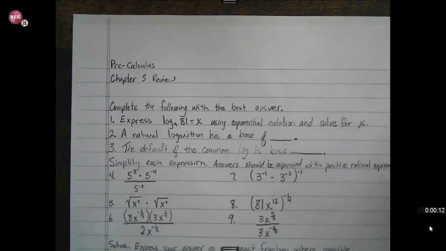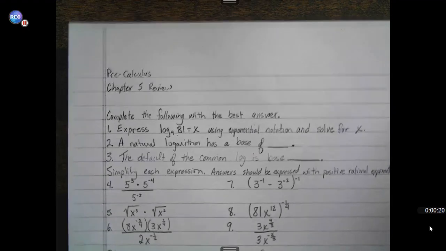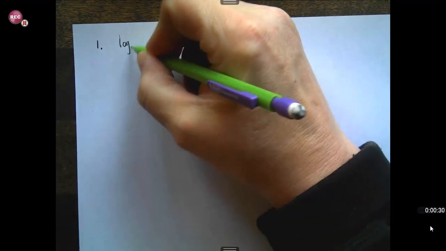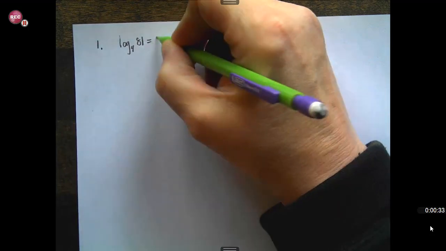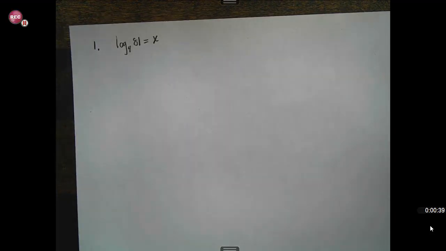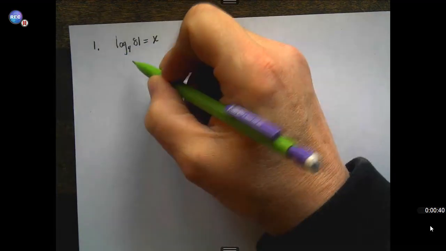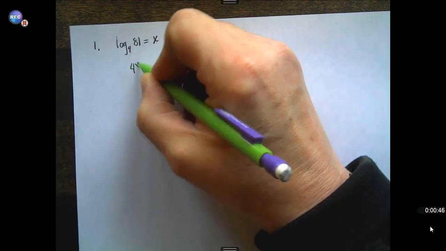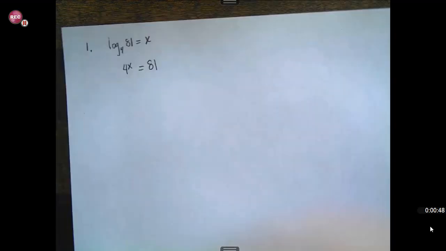This is the pre-calculus chapter 5 review for our upcoming test. So number one is telling me to write log to the base 4 of 81 equals x in exponential form. And so that would be, it's the base to this power, so 4 to the x equals 81.